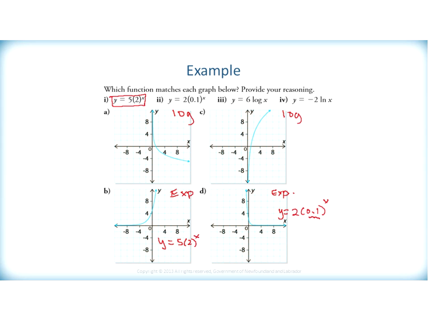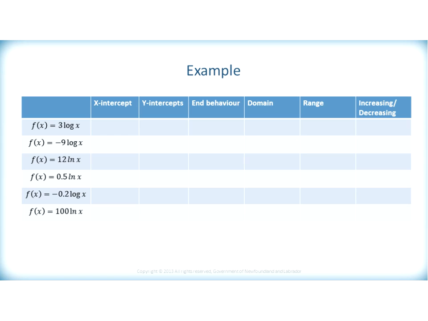For the log function, we have a decreasing log function. So here, a must be less than 0. And here, a must be greater than 0. This equation must be y equals 6 times log x. And this function here must be y equals -2 ln x. If you wish, you can pause the clip and attempt some of these on your own.